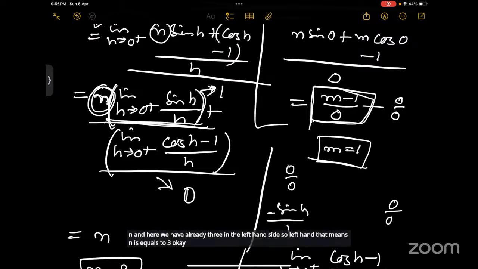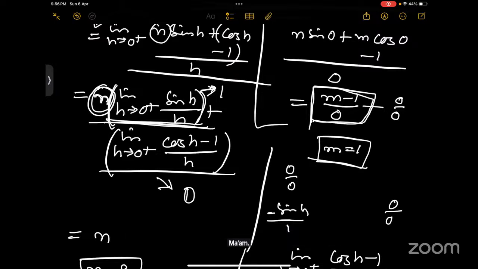Any doubt? Ma'am, limit h tends to 0 plus, sin h by h is equal to 1. Yeah. You can use the L'Hopital rule. It is in 0 by 0 form. Then the derivative of sin h is cos h and the derivative of h is 1. So in the next line, you will find limit h tending to 0 of cos h, and cos of 0 is 1. So the limit will be 1. Okay, ma'am, got it. Yeah, anything else?